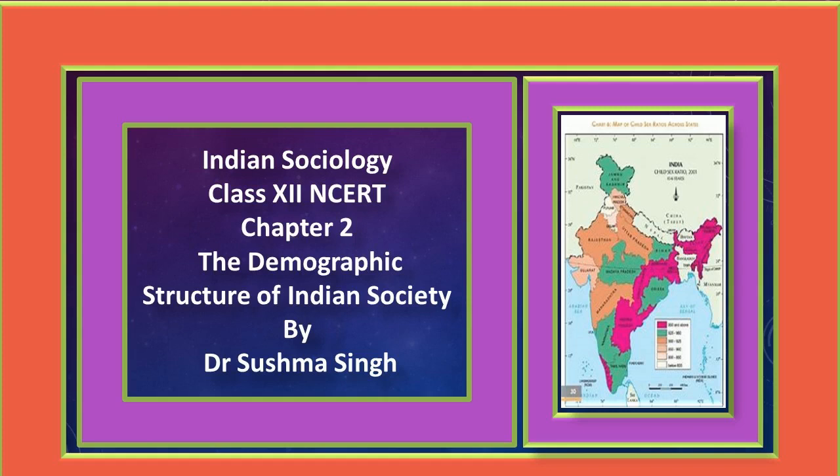Let us start discussion on Chapter 2, the demographic structure of the Indian society. And our topic is some theories and concepts in demography. The first one is Malthusian theory of population growth.